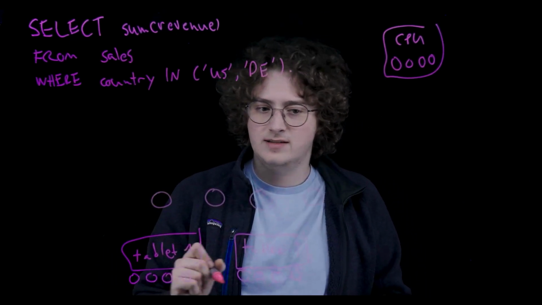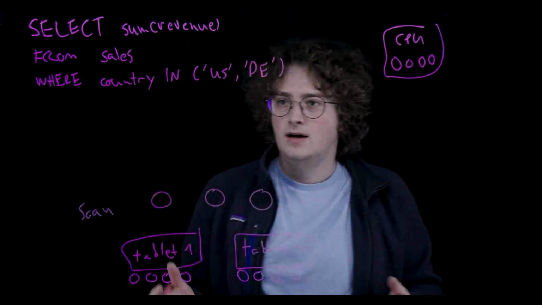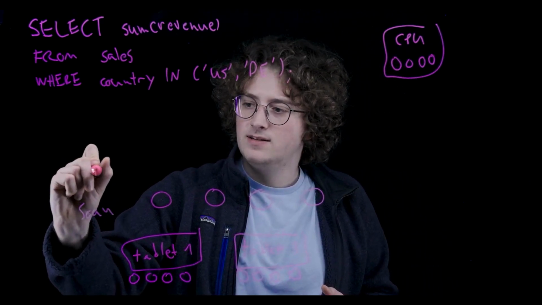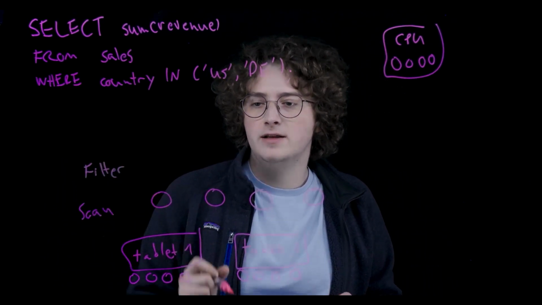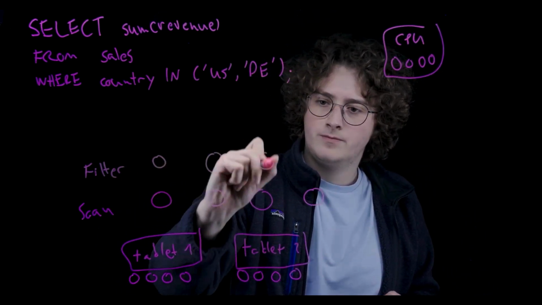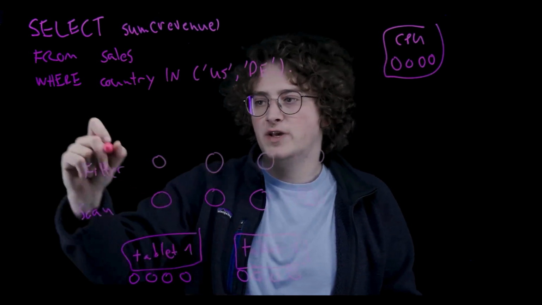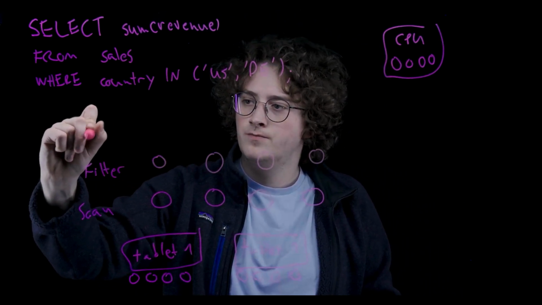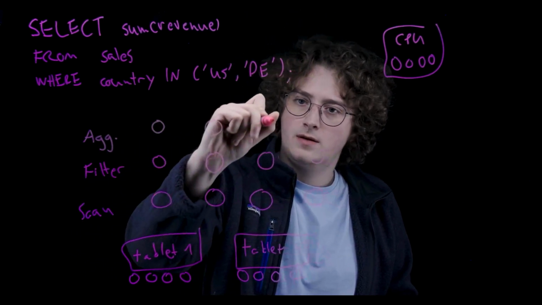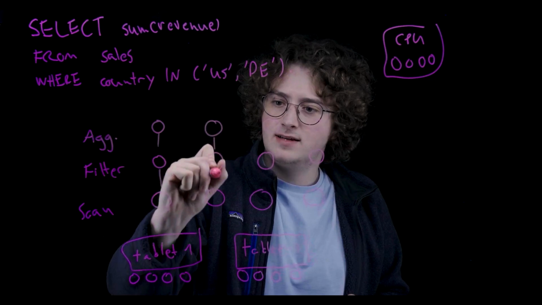we have the table scan itself. After reading the data, we have to filter it. This is where we look for all of the sales that either happen in the US or Germany. And at the very end, we do an aggregation. We get the sum of the revenue. Now, we connect each of these lanes.